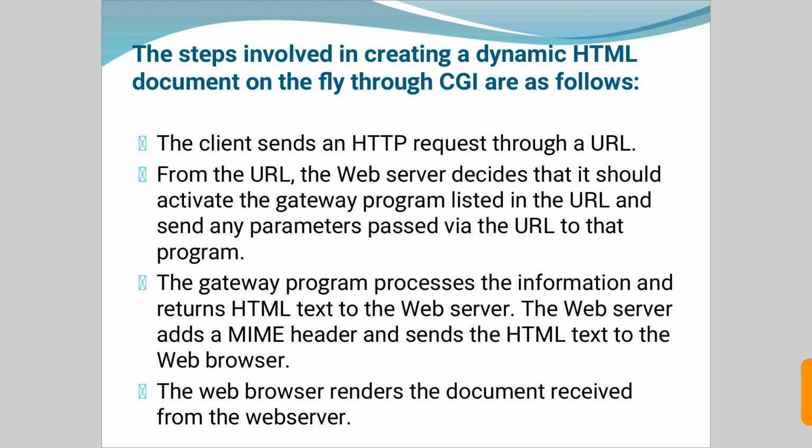Next, the gateway program processes the information and returns HTML text to the web server. Then the web server adds MIME headers and sends the HTML text to the client. Then the web browser renders the document received from the web server.